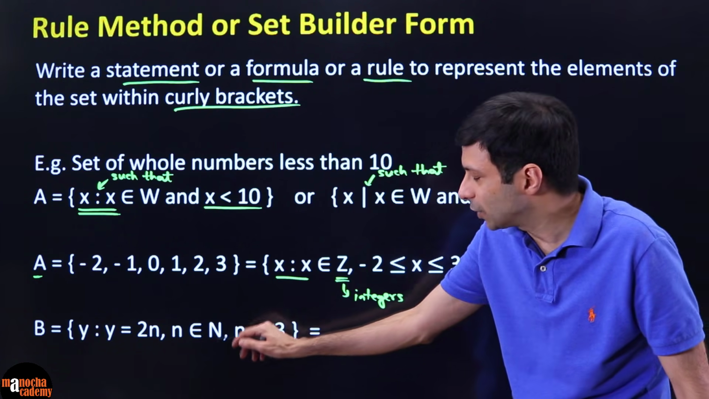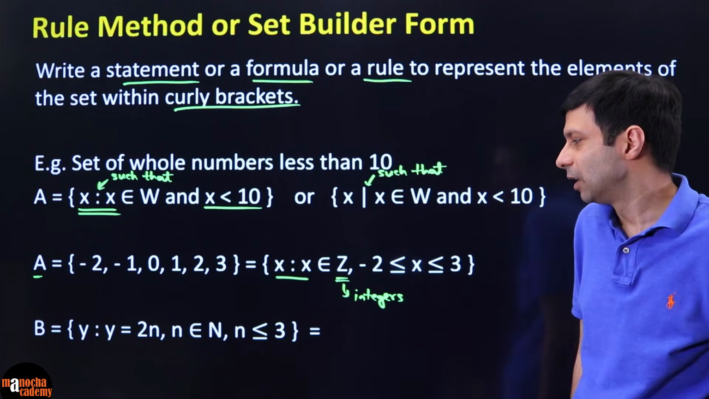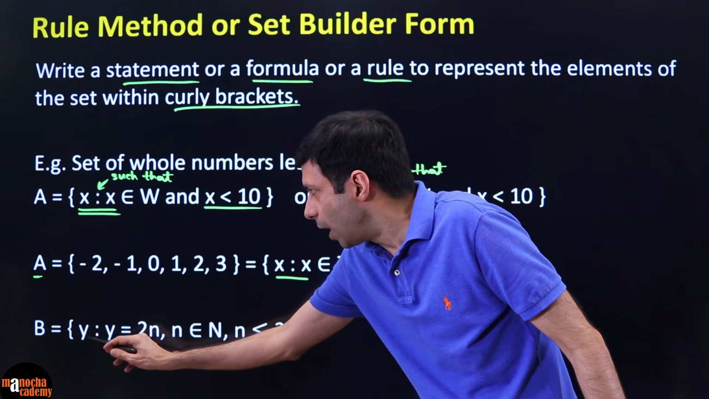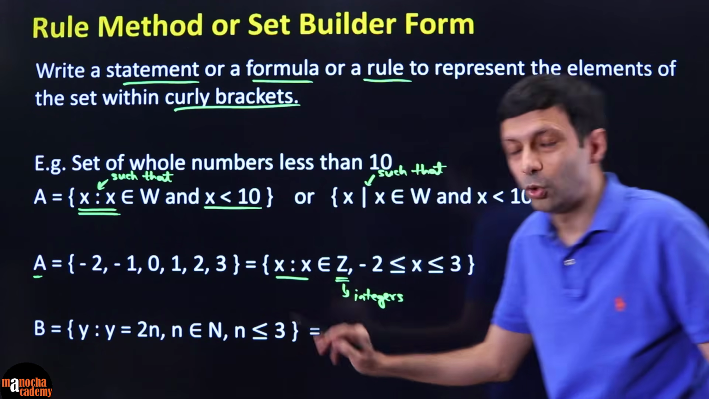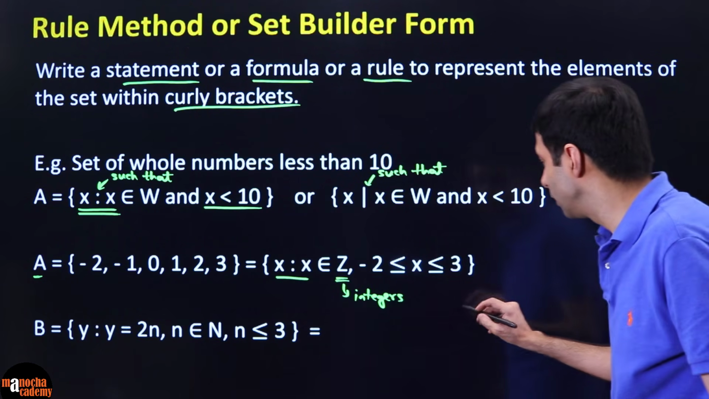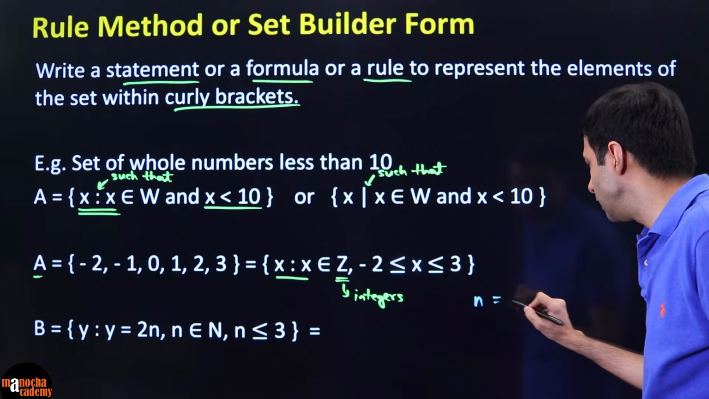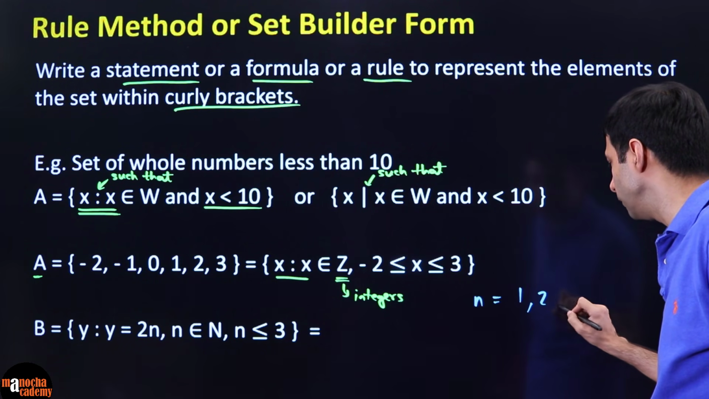So these are standard maths notations. Capital N means natural numbers. So can you guys tell me what will be the answer here? The rule says y such that y equals 2n. But what is n over here? n is basically natural numbers less than or equal to 3. So basically n is 1, 2, 3.